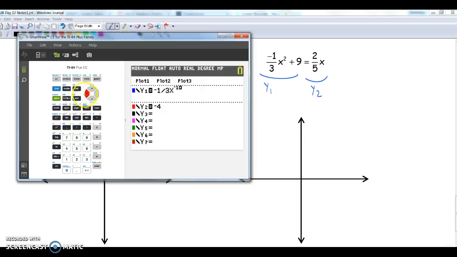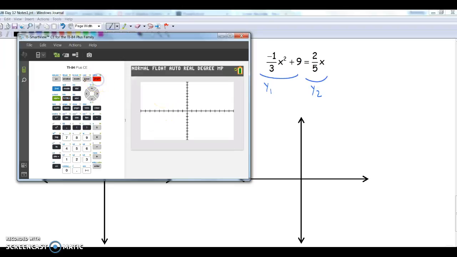Oops, I hit the wrong button. X squared, delete, and x squared. There we go. Nope, I'm having calculator issues. Delete. Alright, so there we go. Negative 1/3 x squared plus 9. And then the other one, the y2, will be my right side, 2 divided by 5x. Be very careful, make sure you don't miss any variables, any exponents, negatives, because that can really mess you up.